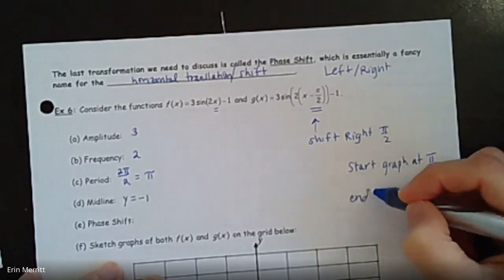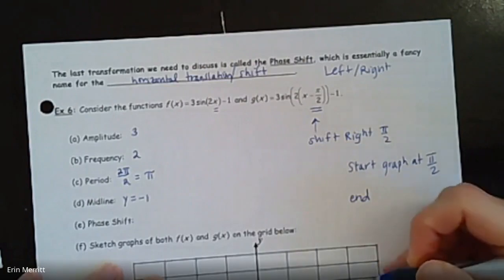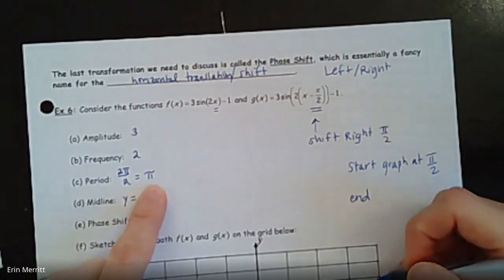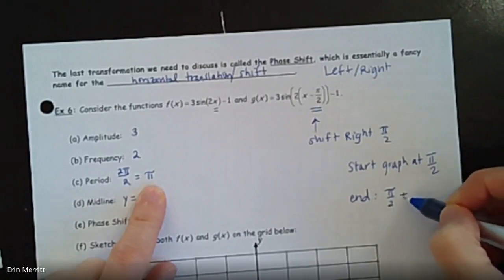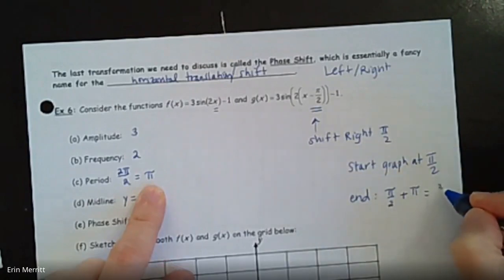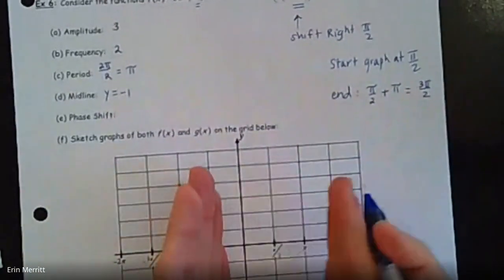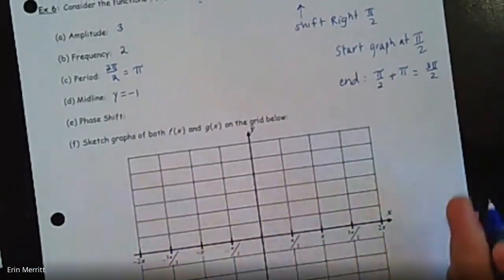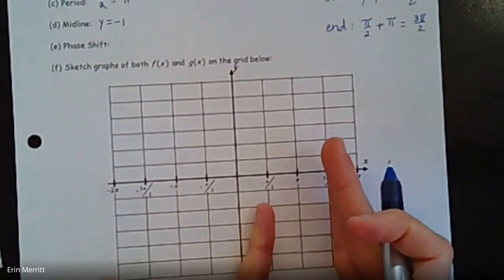Where does the cycle end? Well, you have to consider what's the length of the cycle. That's called the period. The period's pi. So if it starts at pi over 2 and the cycle is length pi, you got to add that length on. That'll bring us up to 3 pi over 2. So that means instead of our graph going from 0 to pi, we just shift the whole thing over. It's going to start at pi over 2, and it's going to end at 3 pi over 2.